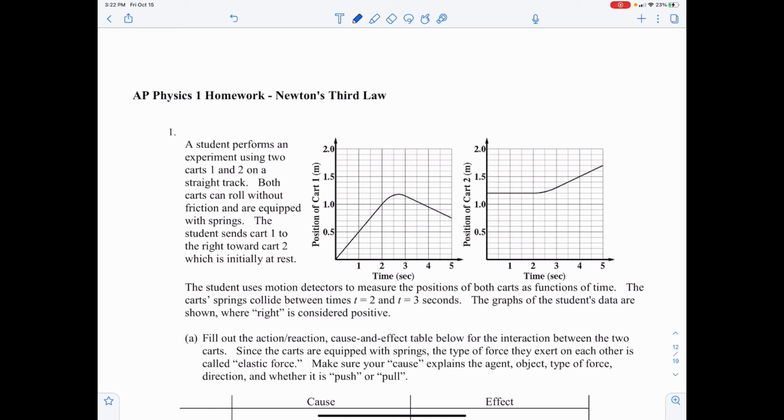Hello. In this video tutorial, we're going to take a look at AP Physics 1 Dynamics homework, Newton's third law. Remember to pause or rewind the video as needed.